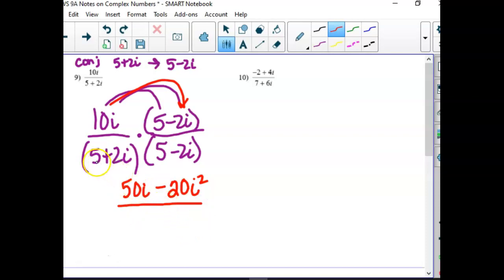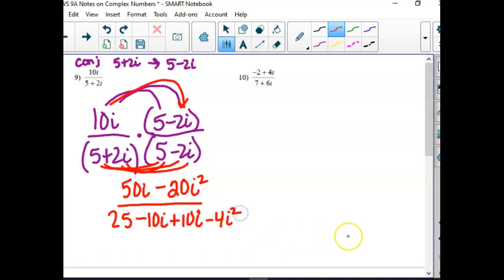In the denominator, 5 times 5 would be 25. 5 times negative 2i would be negative 10i. Positive 2i times 5 would be positive 10i. And positive 2i times negative 2i would be negative 4i squared.